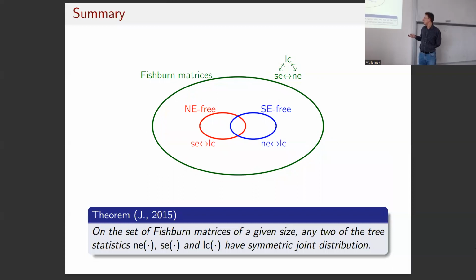So these three statistics make sense for an arbitrary Fishburn matrix, and it turns out that any two of these statistics have a symmetric joint distribution on the class of all Fishburn matrices. That's not obvious. It certainly does not follow in any direct way that I can see from this playing with Catalan objects, but it is true. Some of it is proven by direct bijections. Some of it we can only prove by looking at generating functions and observing that they are symmetric in some variables.